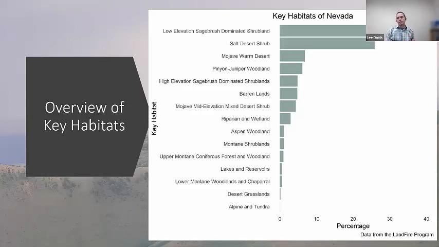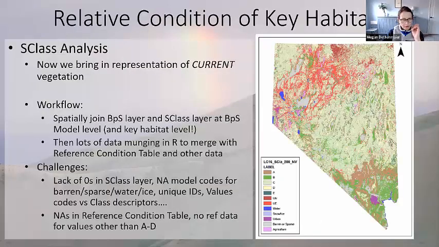So that's the overview of key habitats and how we generated the map. Before I move into discussing relative conditions, does anyone have any other questions? Feel free to just unmute yourself. We're informal here, and running a little slow.